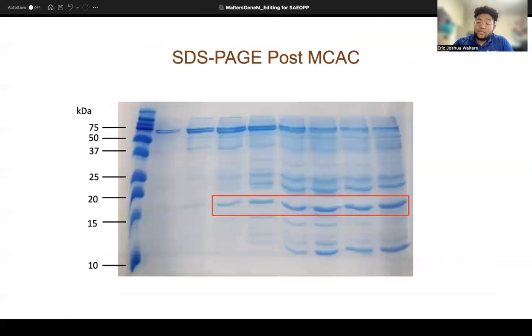And what we see is we have a protein at 17 kilodaltons, but we don't know if it's our protein, but we do know that it's got a lot of other junk or heavier proteins in there. So what we think we can do is go ahead and do gel filtration and filter that out.